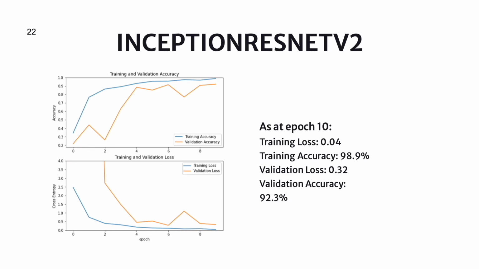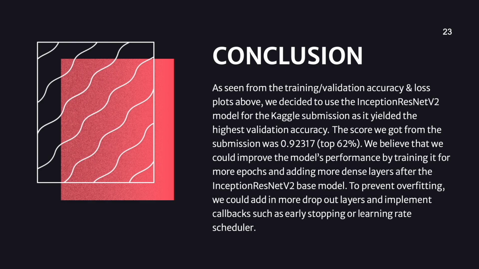In conclusion, we decided to use the Inception ResNet v2 model for our Kaggle submission, and the score we got was within the top 62 percentile.